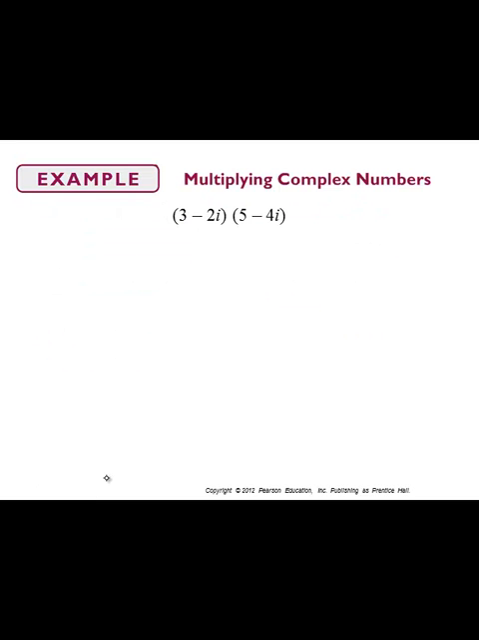Okay, moving on here. We could also multiply two complex numbers together, and we would carry it out by doing a foiling sort of action. We could take the 3 times the 5, which is 15, plus 3 times negative 4i, plus negative 2i times 5, plus negative 2i times negative 4i, what you see there. Go through and simplify from left to right.